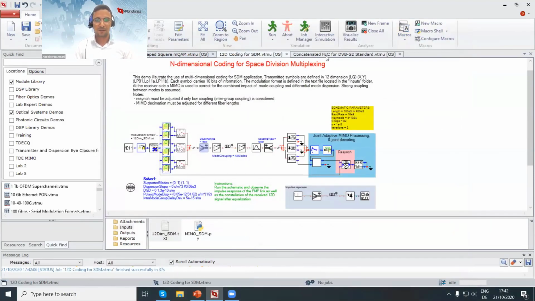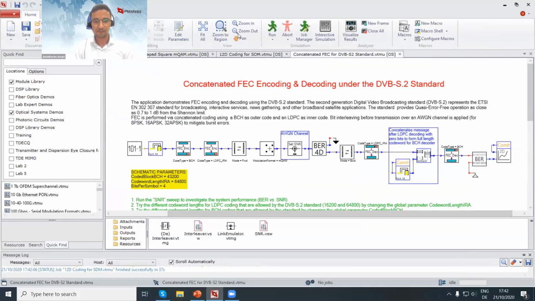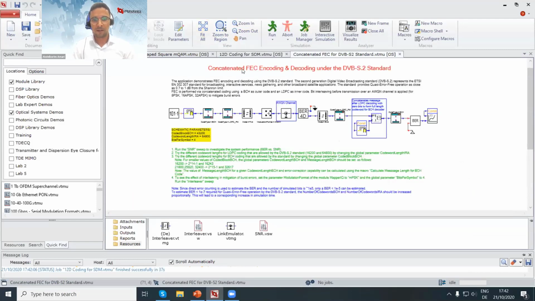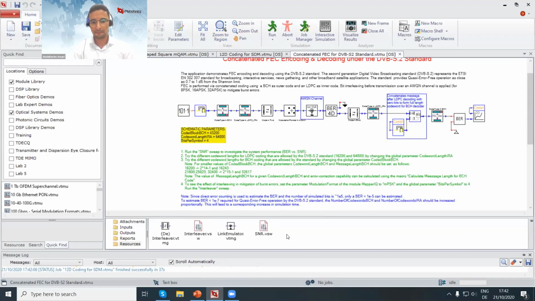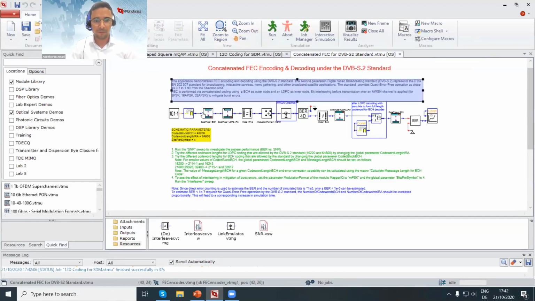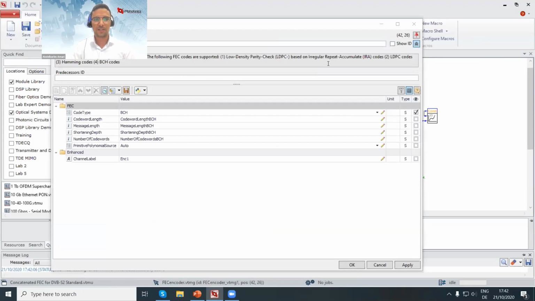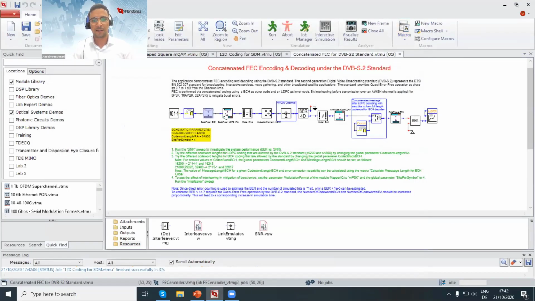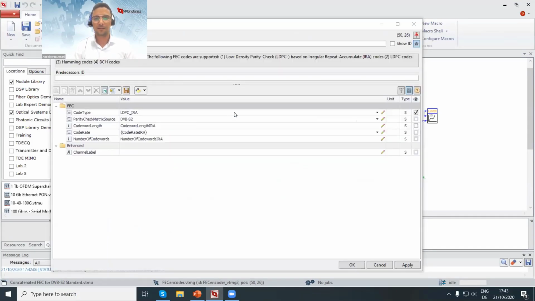The last demo to show is for concatenated FEC encoding and decoding under the DVB-S2 standard. So in DVB-S2, concatenated codes are used. We have BCH codes as outer codes and LDPC IRA, irregular repeat accumulate, as inner codes.